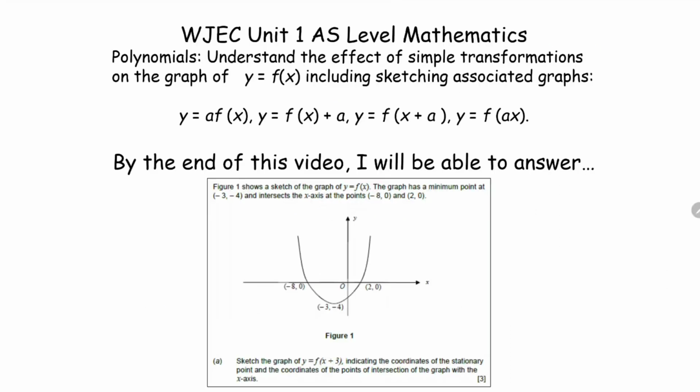This lesson we're going to look at transformations of graphs and the main transformations that you need to know for Unit 1 AS level mathematics. We're going to be looking at transformations such as y equals af(x), y equals f(x) plus a, y equals f(x plus a) with the transformation inside the bracket, and then y equals f(ax) where the transformation is a multiplication inside the bracket. These are the four main types you need to know.